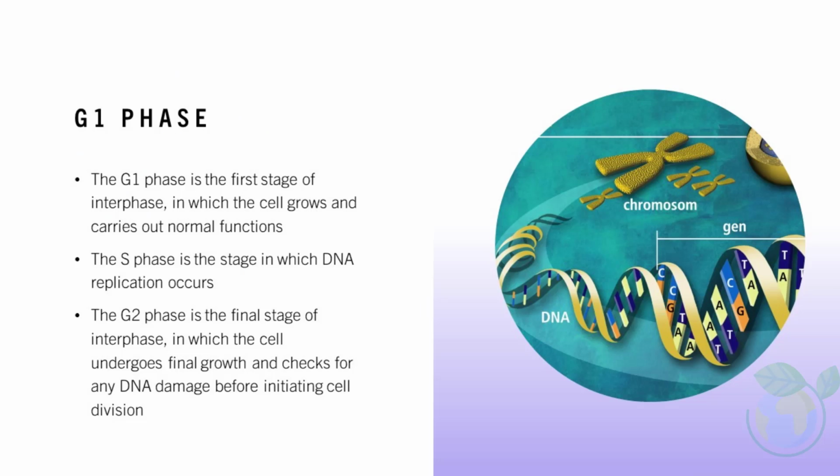G1 phase. The G1 phase is the first stage of interphase, in which the cell grows and carries out normal functions. The S phase is the stage in which DNA replication occurs. The G2 phase is the final stage of interphase, in which the cell undergoes final growth and checks for any DNA damage before initiating cell division.